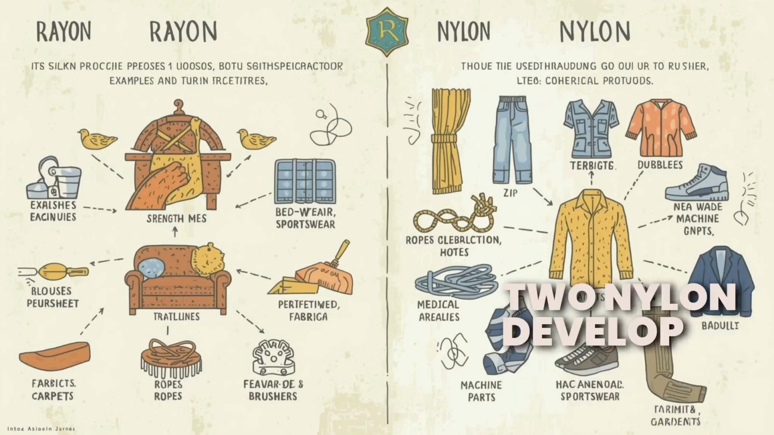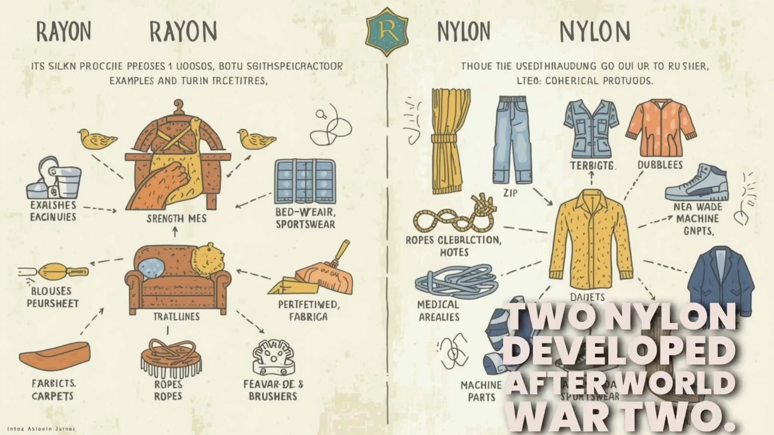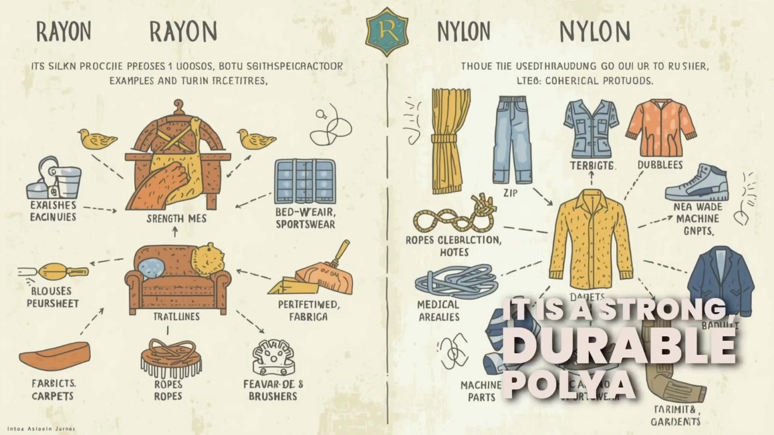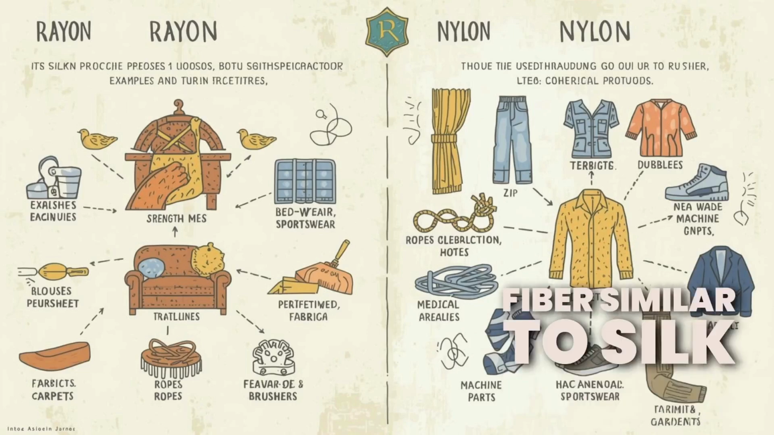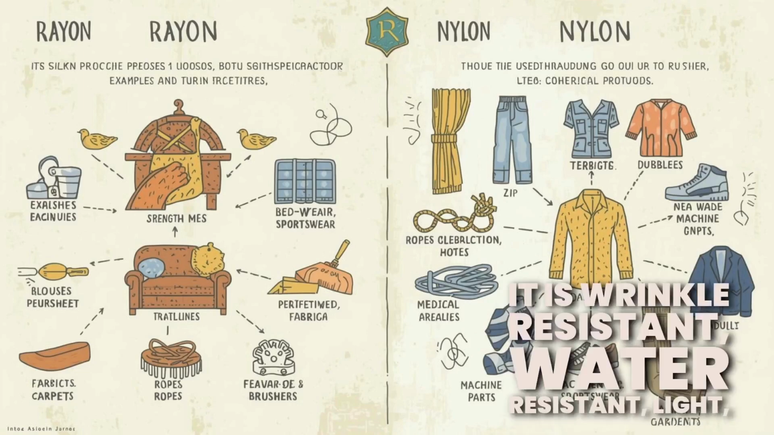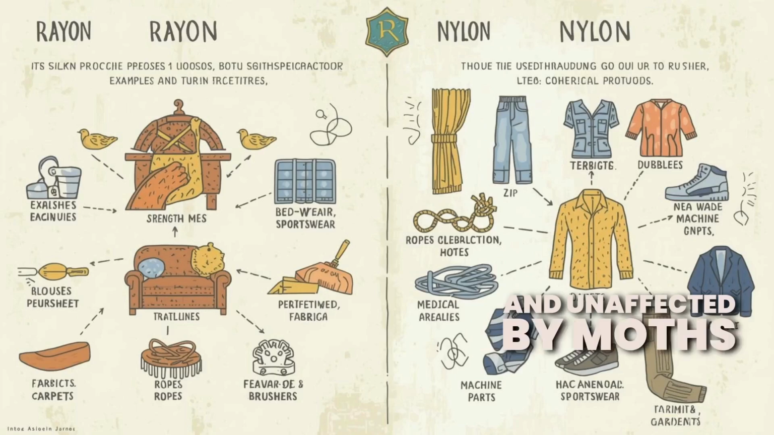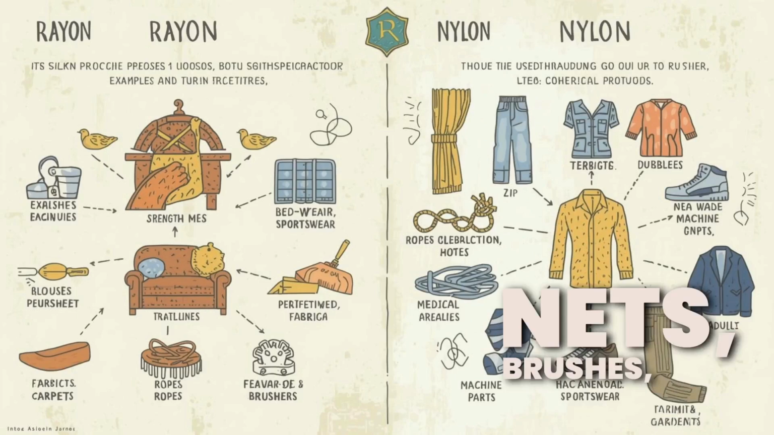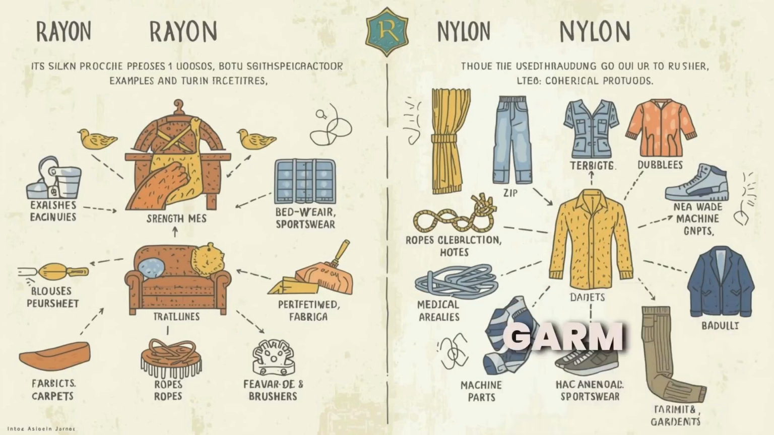2. Nylon. Developed after World War II, it is a strong, durable polyamide fiber, similar to silk protein. It is wrinkle-resistant, water-resistant, light and unaffected by moths or fungi. Used in fabrics, ropes, nets, brushes, zips, machine parts, garments, and sportswear.